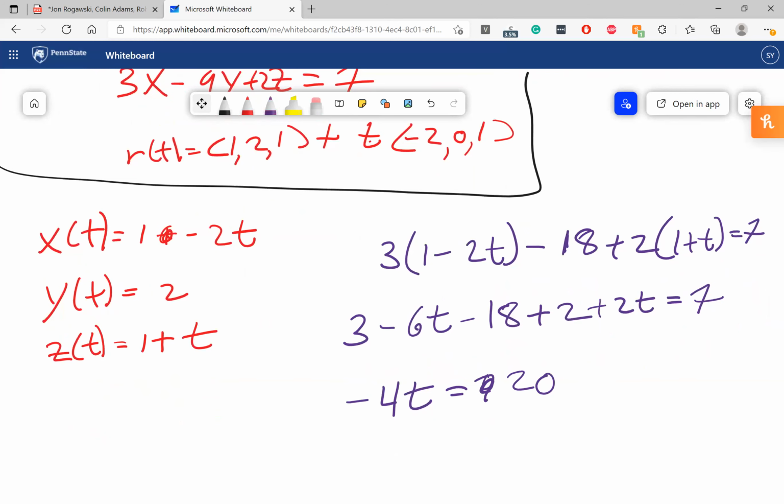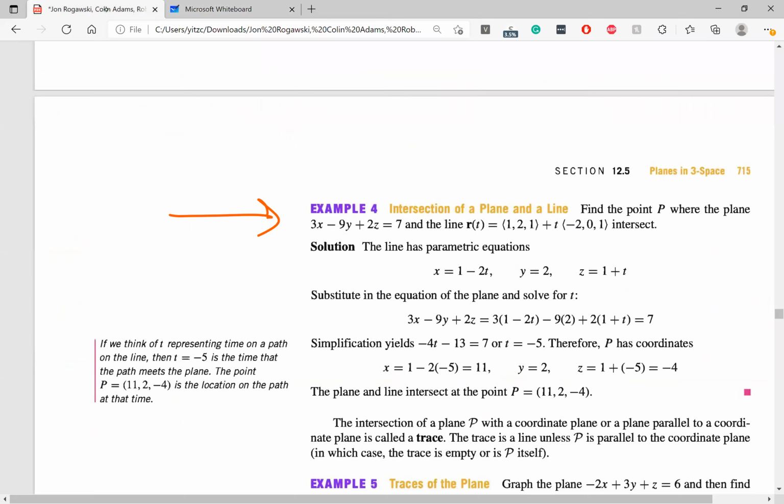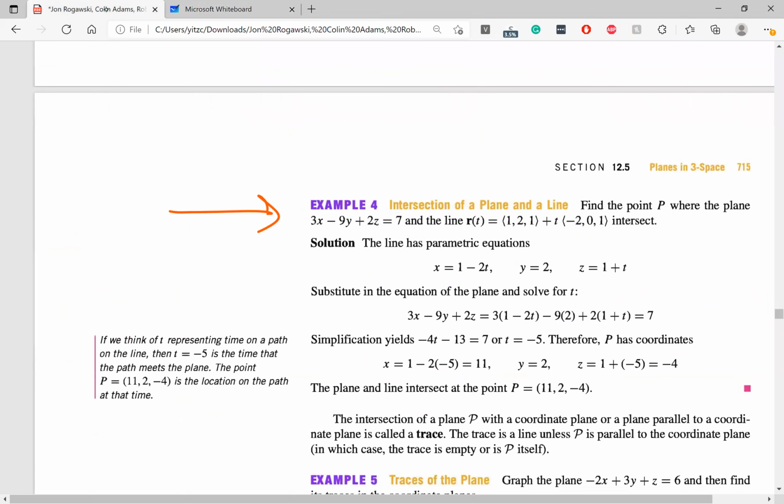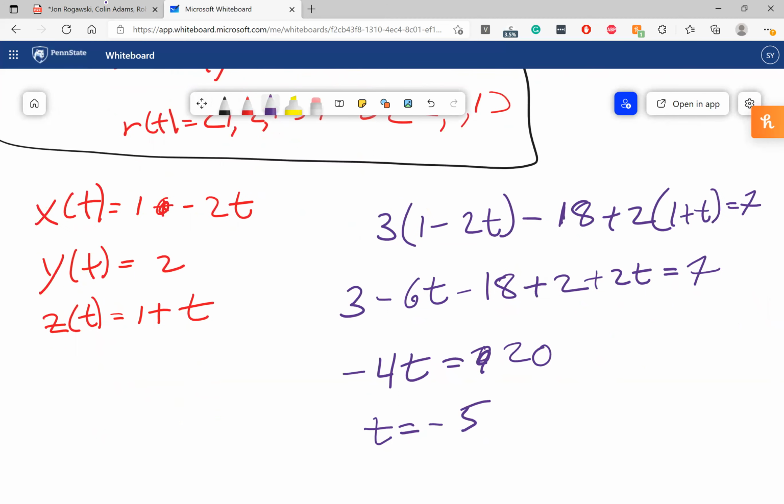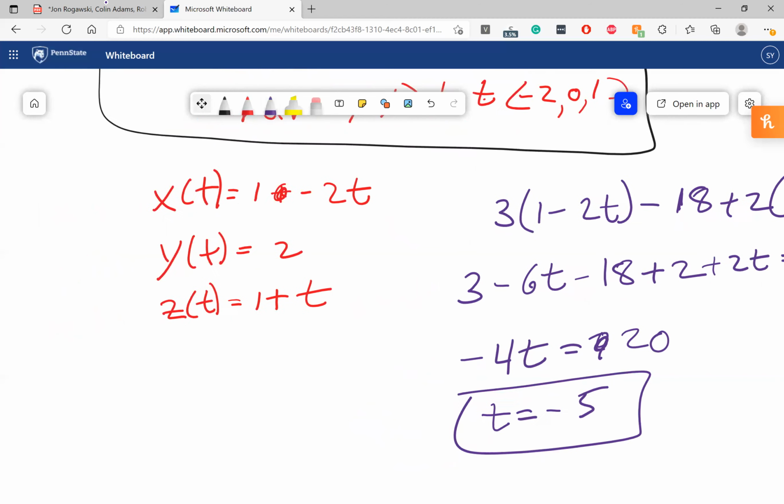Or in other words, t is equal to negative 5. Let's make sure. Yep, t is equal to negative 5. So then the last step, once we know t, you can't just say, oh, t, that's where they intersect. t is just a parameter. It's not a point in R3. But I can take this t and I can plug it back into these equations.